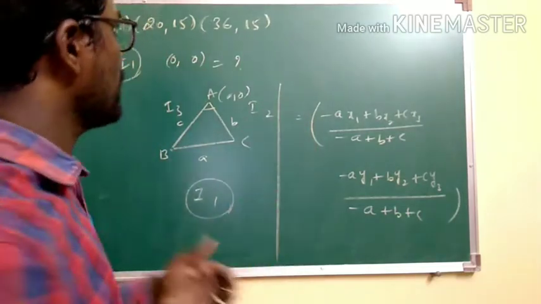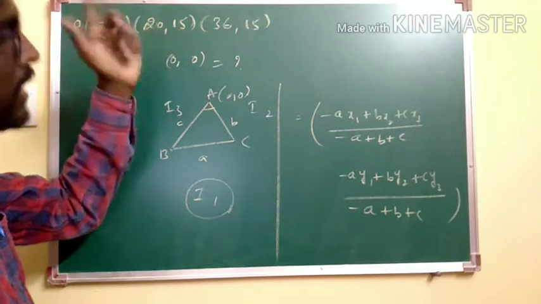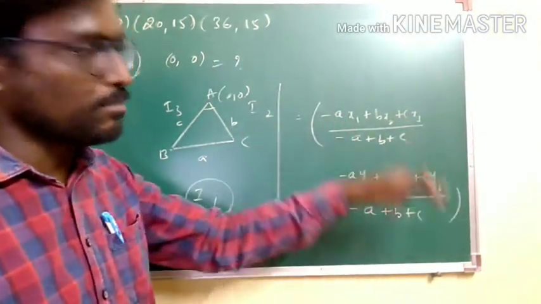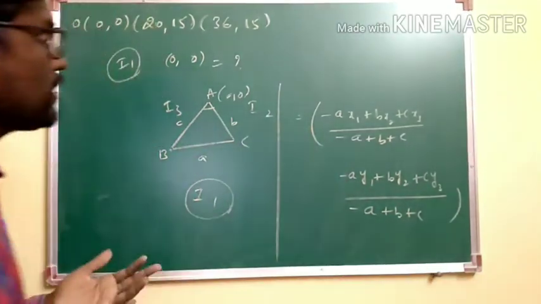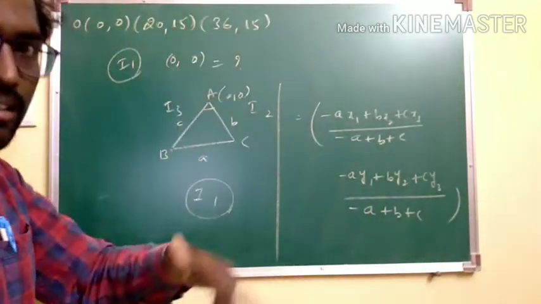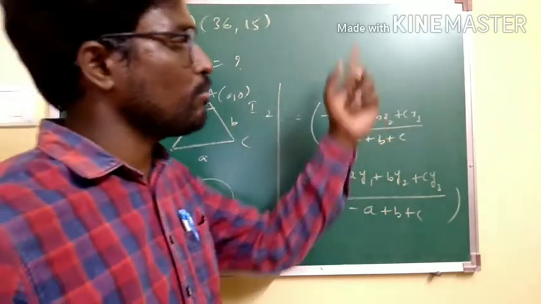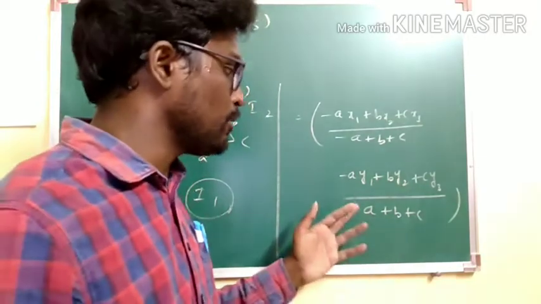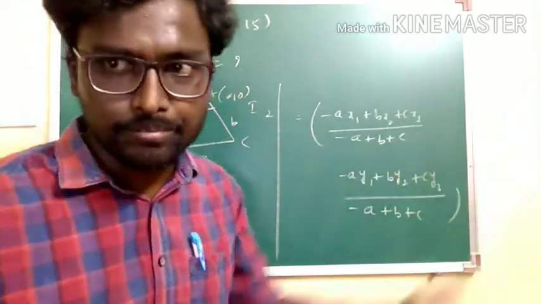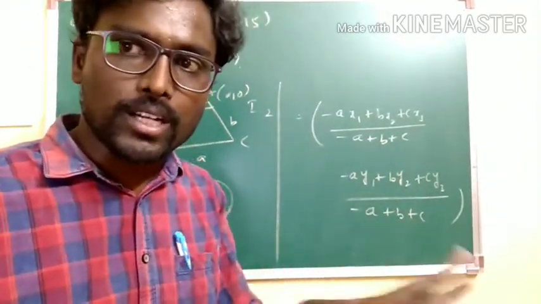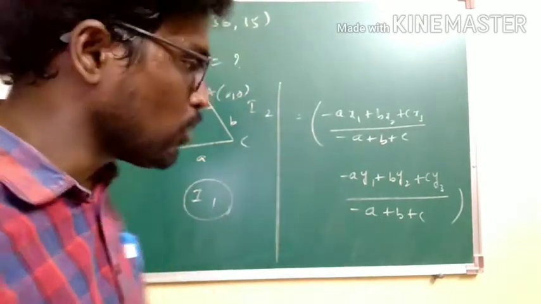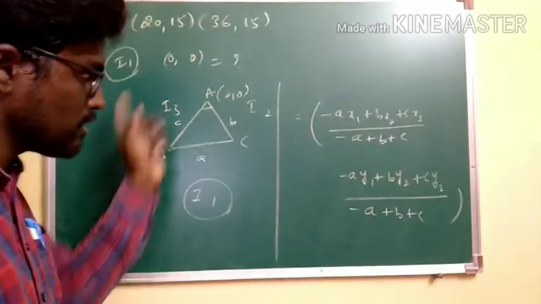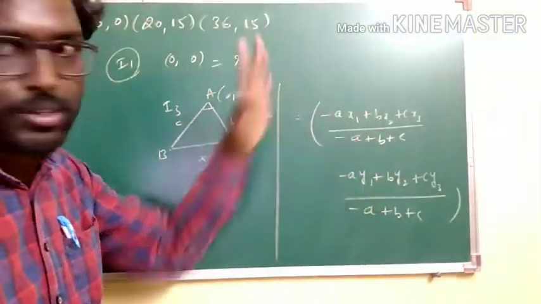If you are asked to calculate the excenter opposite to 20, 15, then you will take ax1 minus bx2, similarly ay1 minus by2. If you are asked to calculate the excenter opposite to vertex C, then you will take ax1 plus bx2 minus cx3, and ay1 plus by2 minus cy3. The denominator also is a plus b minus c. In that way, you calculate the coordinates of the excenter. Please be careful while dealing with the distances as well as the calculation part.